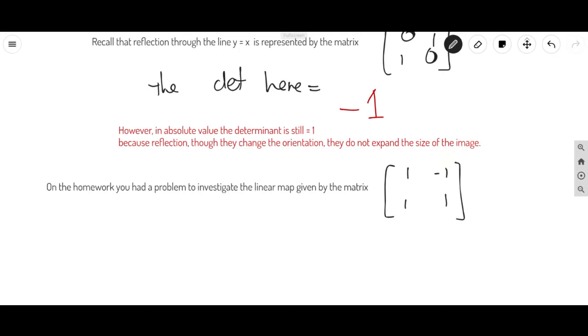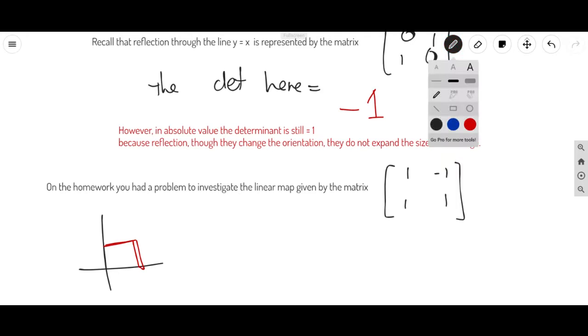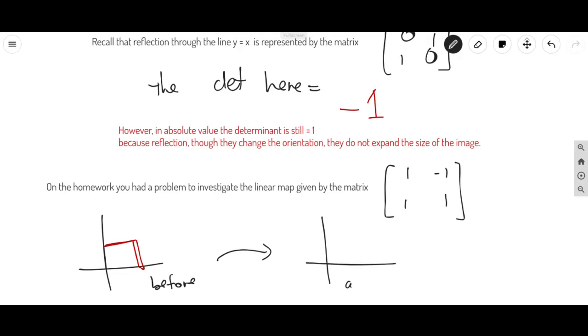I think that was the matrix. And what happened is that if you have the unit cube, if you have the unit square, so that's the before image. And the after image, this is the after image. So if you did that particular exercise, you probably recall this is what happens. You probably end up with something like this. Maybe you remember doing that exercise.